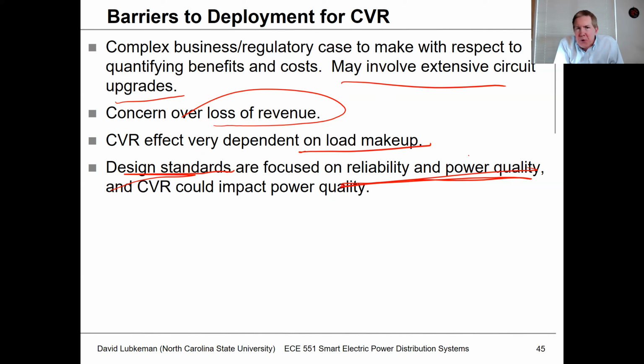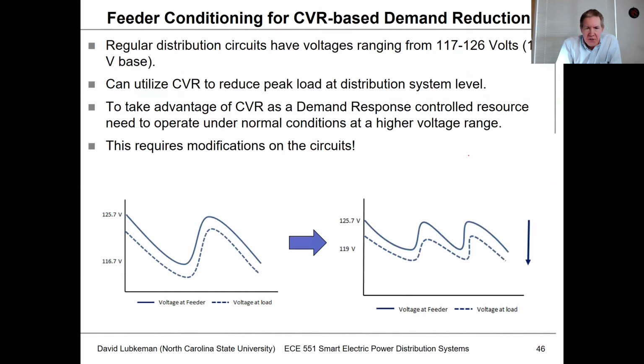And so there's always pushback by the industry users, by utility folks concerned about utility power quality. Industry power quality. Then if we drop this voltage, we may start to get low voltage points in the circuit that might actually inconvenience customers. So a lot of things you have to look at before deciding to move ahead with the CVR scheme.